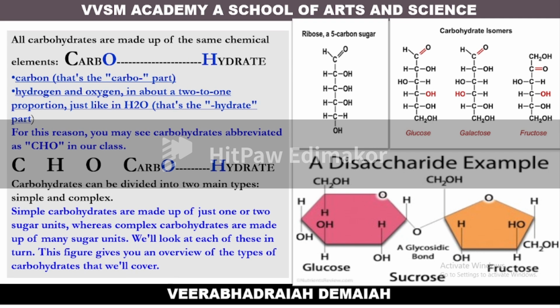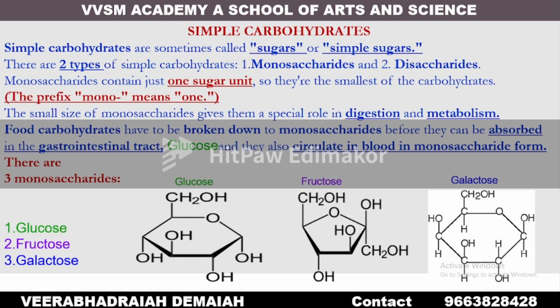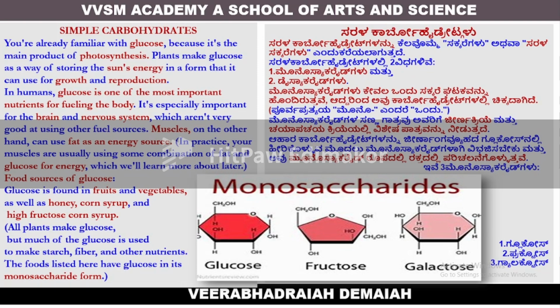In carbohydrates, the carbo part, and hydrogen and oxygen are in about a 2 to 1 proportion, just like H2O, that is the hydrate part. So carbohydrates can be divided into 2 main types, simple and complex. Simple carbohydrates are made up of just one or two sugar units. See here, the disaccharide is made up of glucose, and this is the glycosidic linkage, and this is fructose. Simple sugars I already told you. The important 3 monosaccharides are glucose, fructose and galactose, C6H12O6. Fructose is also the same, galactose is also the same.